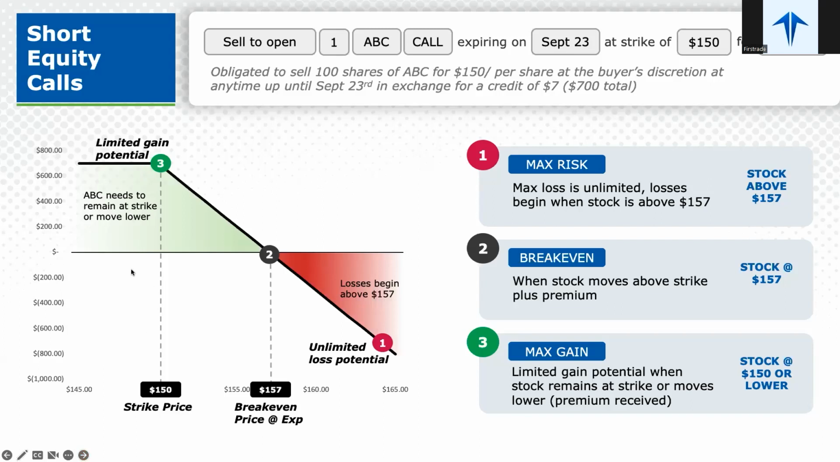And anytime you're long options, you have limited loss potential, as in you can only lose the amount that you spent, because you are in the driver's seat and you are the one saying, yes, I'd like to execute upon the terms of the contract. If you are short the call, or you're short an option, you've sold the obligation, which means you're obligated to do what the driver says.